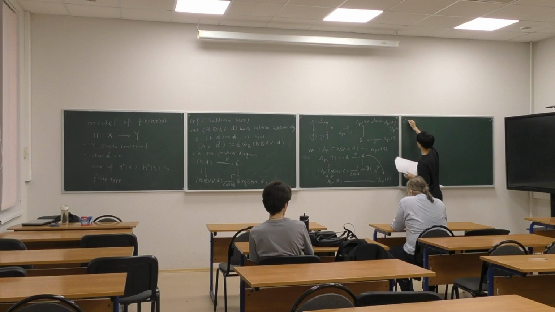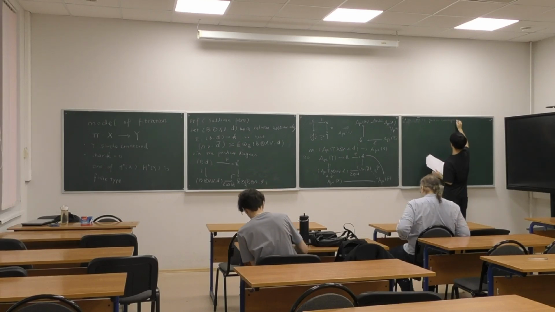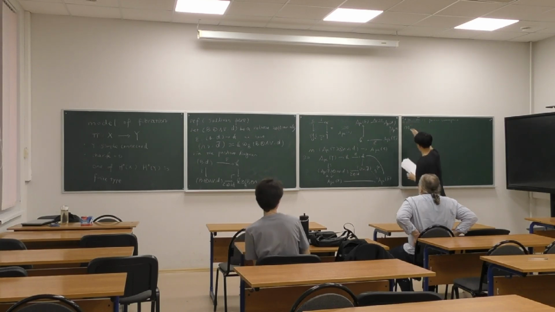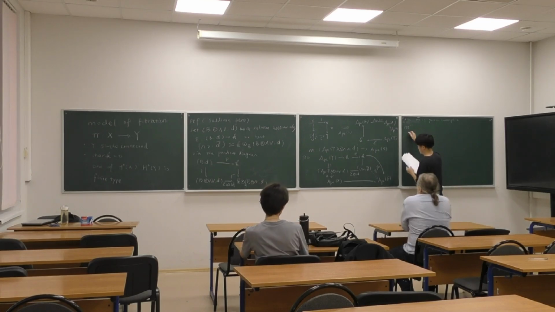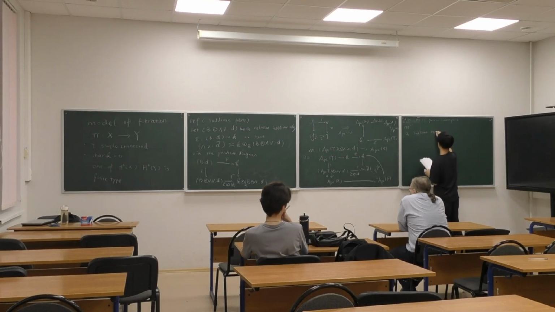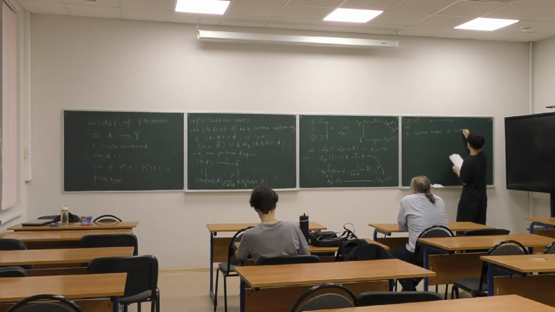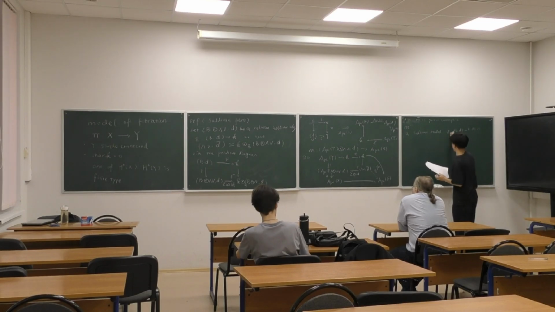Our goal is to show M bar is a quasi-isomorphism. So I will first explain what M is. We consider generally a Sullivan model of a morphism.